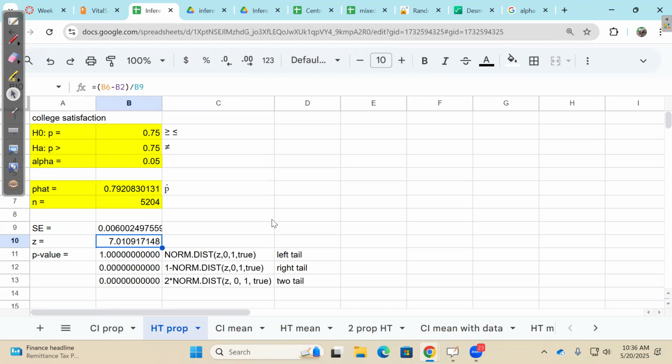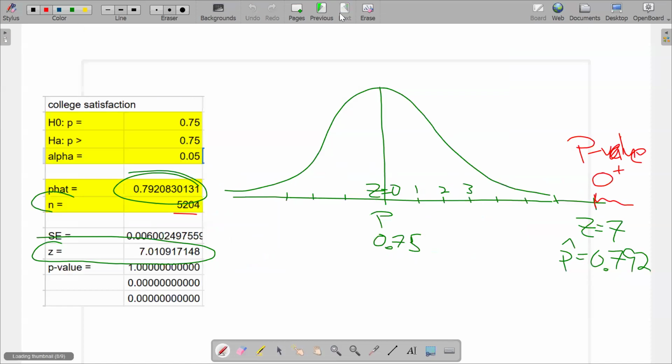Okay, so again, the sketch based on what the spreadsheet's telling me here is this right here. In the middle is the 75% that the null hypothesis was aiming for. The Z-score of 7 means our sample statistic of 79% is way, way, way to the right, and the p-value is immeasurably small. And the decision here is to reject the null hypothesis.